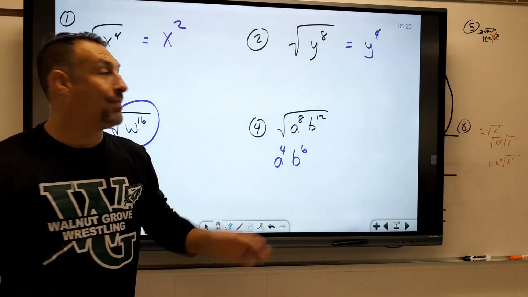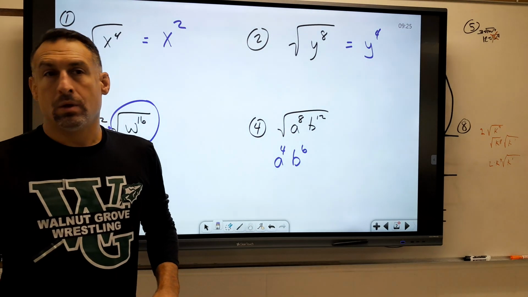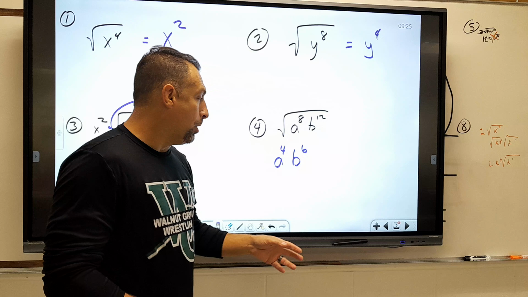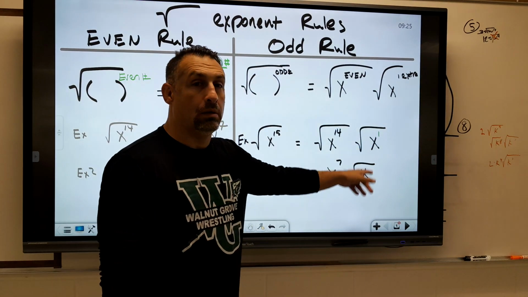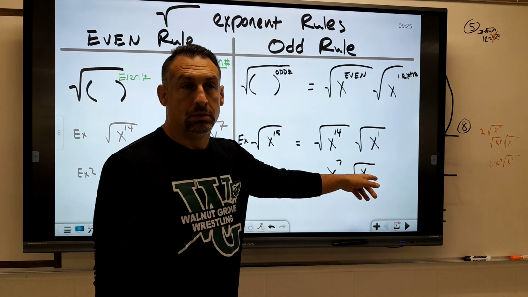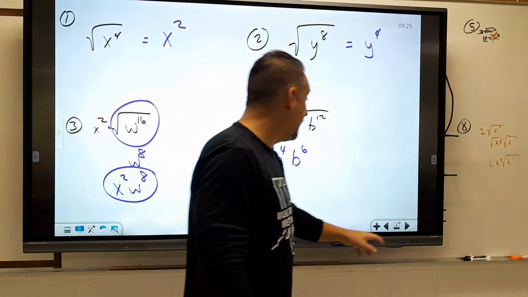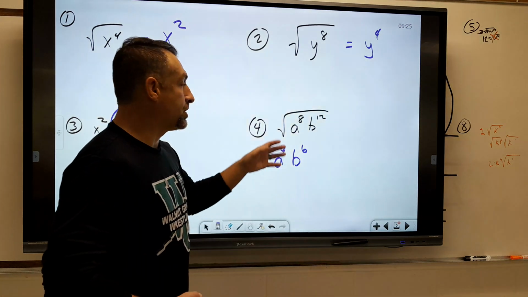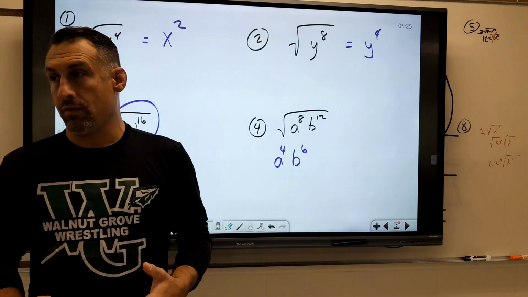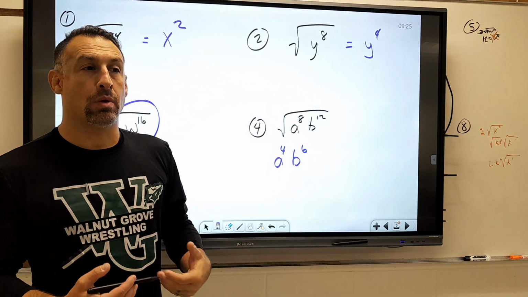Did any of these have an odd exponent? No. If they did have an odd exponent, we would have to have something left over under the radical. But since they divided cleanly, 8 divided by 2 is just a 4. 12 divided by 2 is just a 6. There was no leftover. So there was no square root at the end.